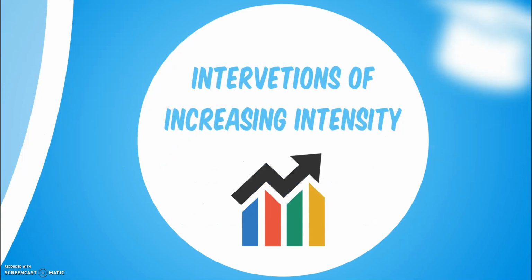Number 3, provide interventions of increasing intensity when students continue to struggle. This could look like reducing group size, increasing time of intervention, and tailoring the instruction to better meet the instructional needs of the student. Or the teacher might restructure or regroup students.